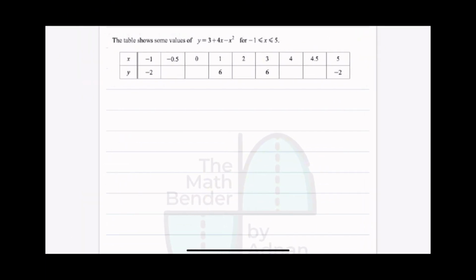So here's a question. The table shows a function that is y equals 3 plus 4x minus x squared, and the domain of this function, which means the function exists between -1 and 5 in the x values. Some of the values of y are already given, and some are to be found out.